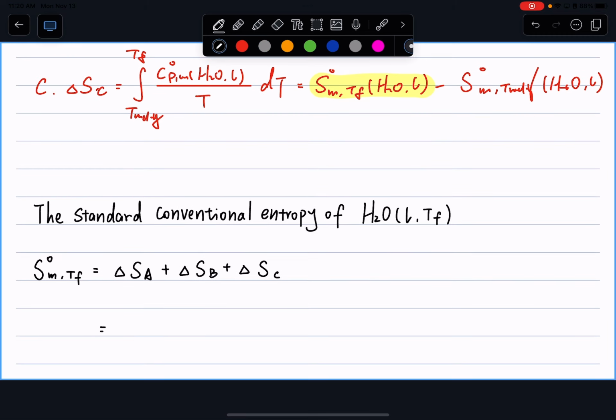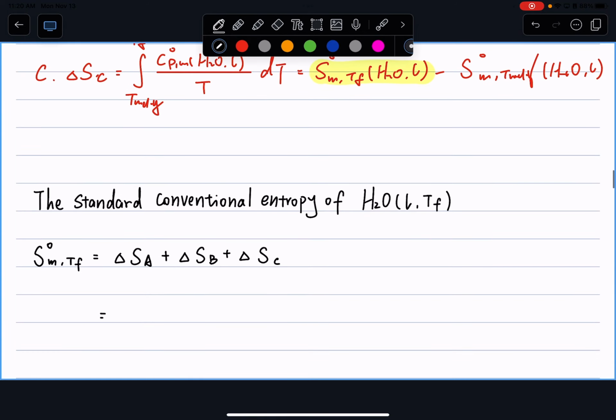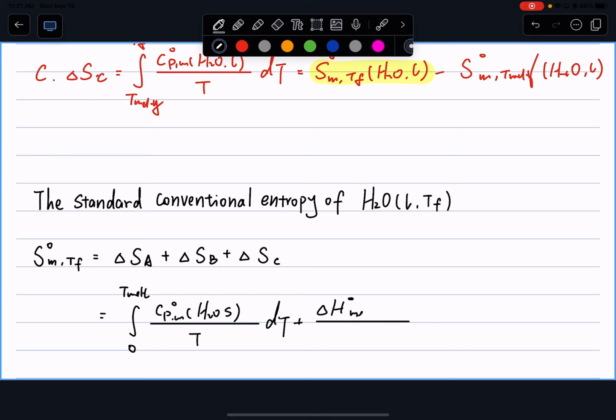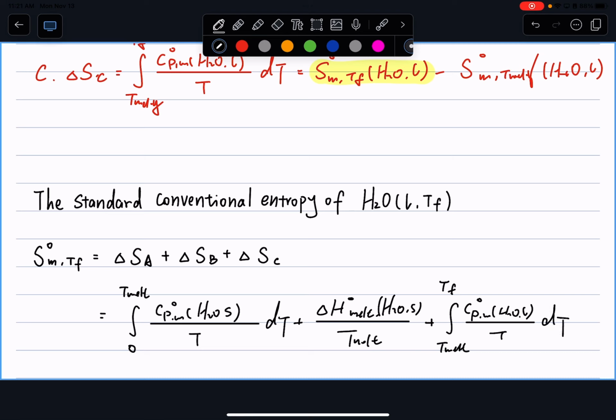I'll just help you by writing out all the integrals here. The first one is between 0 to T melt of Cp naught M of your H2O solid over T dT, plus delta H naught melt of H2O solid over T melt, plus that final one, which is from T melt to T final, of Cp naught of your liquid over T dT. You're just writing three integrals together.